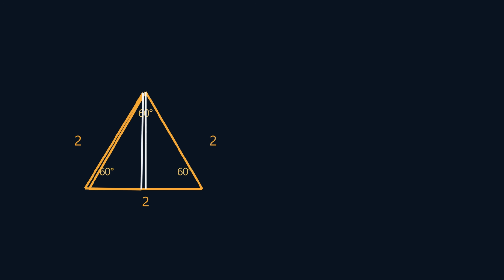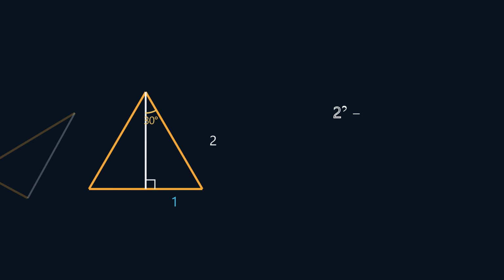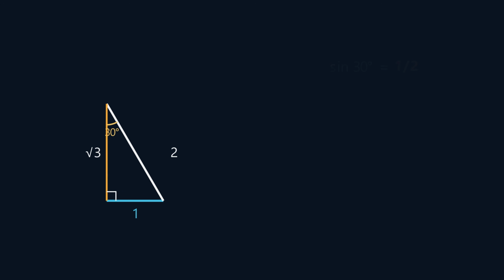Now the equilateral triangle, all sides length 2, all angles 60 degrees. Drop a line straight down the middle. It splits the bottom side into two halves of length 1, and it splits the 60-degree angle at the top into two 30-degree angles. You have just built the 30-60-90 triangle, and its height, by Pythagoras again, is the square root of 3. From that one triangle, you get four values at once.